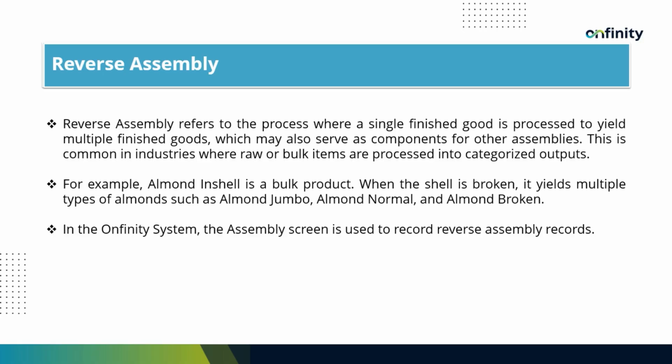In simple terms, it allows us to break down one product into several useful outputs that can be reused in different ways. For example, almond in shell is a bulk product. When the shell is broken, it yields multiple types of almonds, such as almond jumbo, almond normal, and almond broken. This illustrates how a single raw or bulk item can be separated into different components, each with its own value and use in the business process.